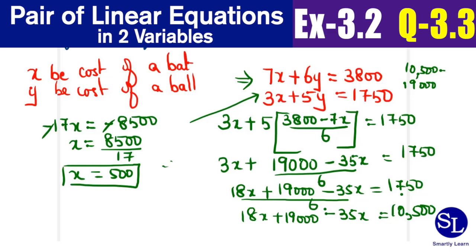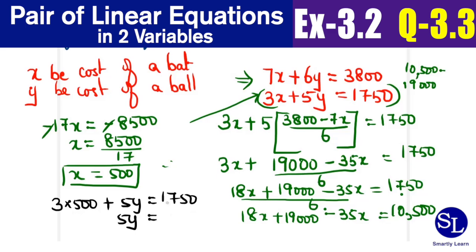Now I'm going to take this value of x and substitute it in any one of the equations. I have taken this particular equation to substitute. So 3 into 500 plus 5y is equal to 1750. 3 into 500 is 1500. So 5y is equal to 1750 minus 1500, which is going to be 250. So 5y is equal to 250 means y is equal to 50.